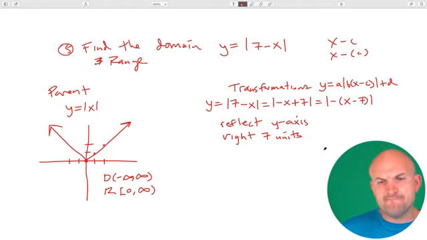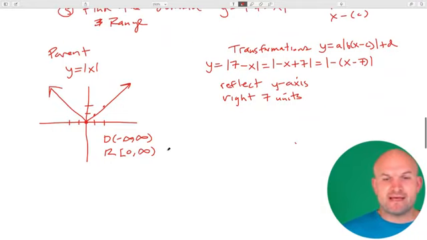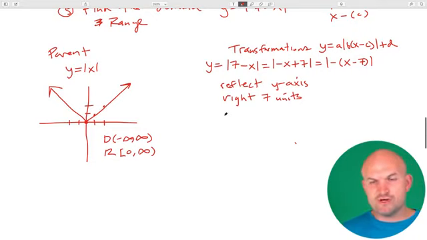All right, so we have right 7 units, good. Reflect about the y-axis, got it. What was I trying to do? Oh, domain and range. All right. So now to understand the domain and range. Well, the cool thing about this graph is the domain's all real numbers. So it doesn't matter what transformation I'm going to do, the domain is always going to be all real numbers. So that's a cool thing.